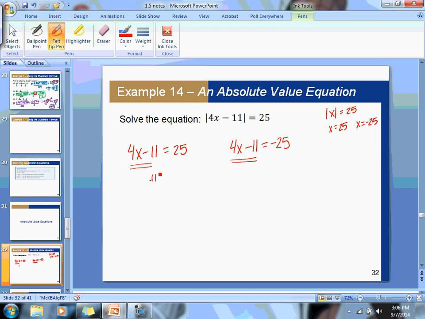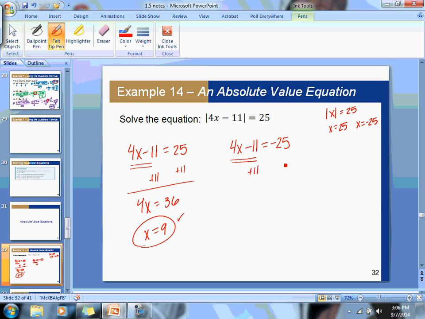So we're going to add the 11 over. So we get 4x is 36. When we divide by 4, x is going to be 9. So now that tells me that if I put 9 into that problem, I should get a value that gets me the positive 25. So 4 times 9 is going to be 45. Oh no, 36. Sorry, 4 times 9 is 36. Minus the 11 is 25. So that works as a solution.